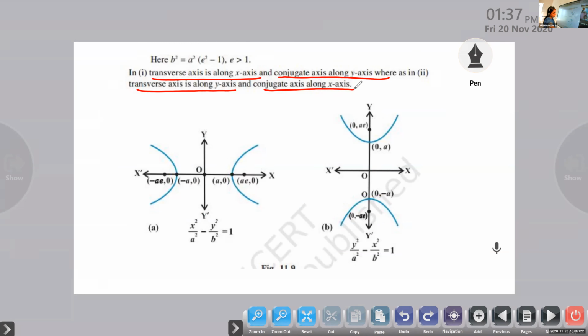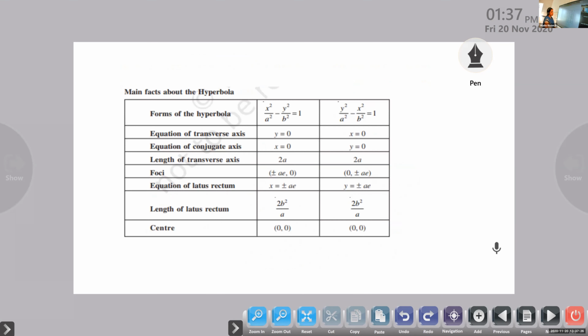The next one, the table form. We are learning this in tabular form, together we are writing. So, main facts about the hyperbola. There are two forms. You can draw the graph also here. The graph will be like this.